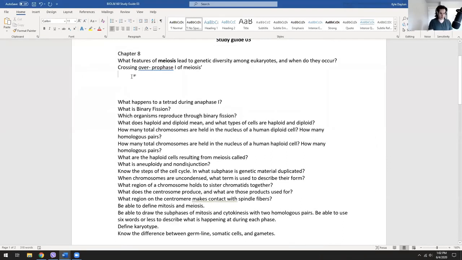And then the second process that happens is independent assortment. And that's where the homologous pairs will assign themselves to one or the other side of the cell when they line up down the middle during metaphase 1 of meiosis.